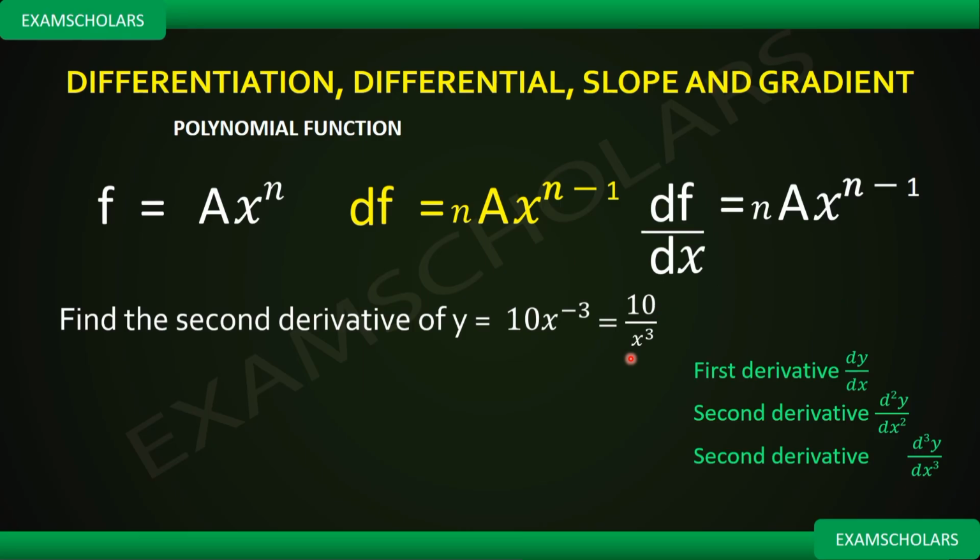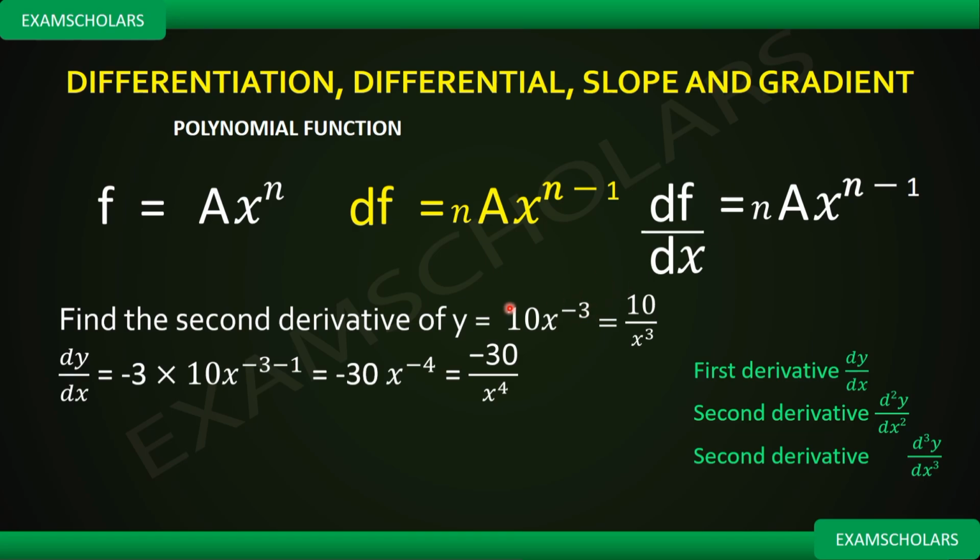Now, in the question you are asked to find the second derivative, so you need to find the first derivative. Let's find the first derivative before the second one. The first derivative, you have dy over dx. What will happen is this minus 3 is going to come back. Minus 3 times 10, then you have x raised to the power minus 3 minus 1. I've explained it: after you bring it down, you subtract 1 from it. What is minus 3 times 10 here? You have minus 30.